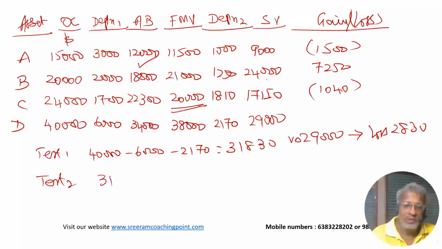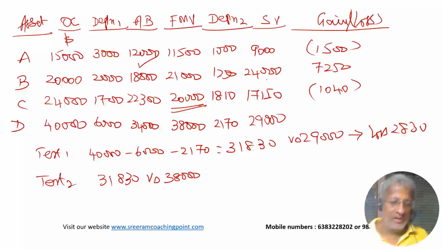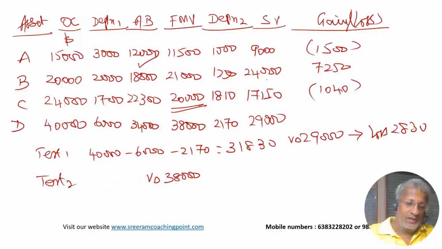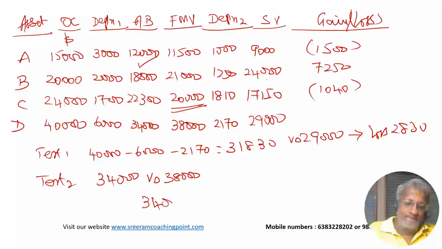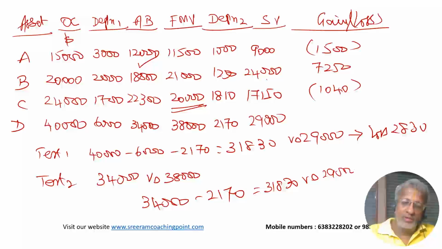Right. Test 2. You get the adjusted basis of 34,000 versus the fair market value of 38,000, whichever is lower. 34,000 we will take up, minus 2,170, so you will end up with 31,830 versus 29,000. You end up with the same loss of 2,830.